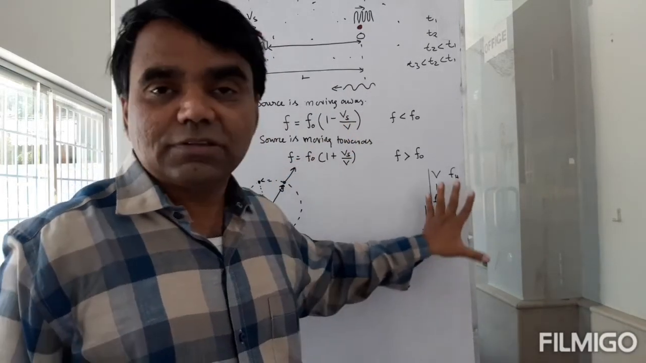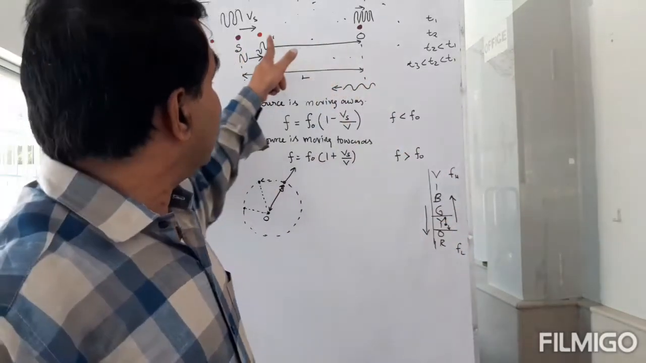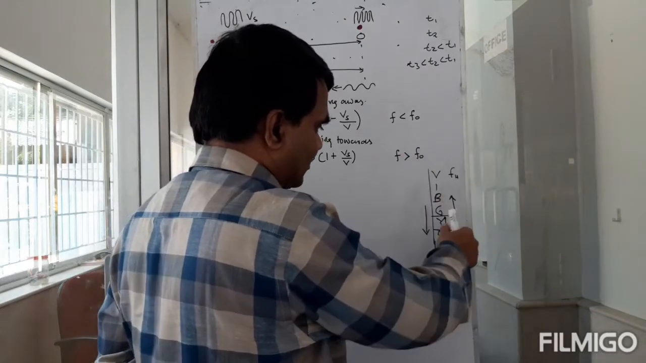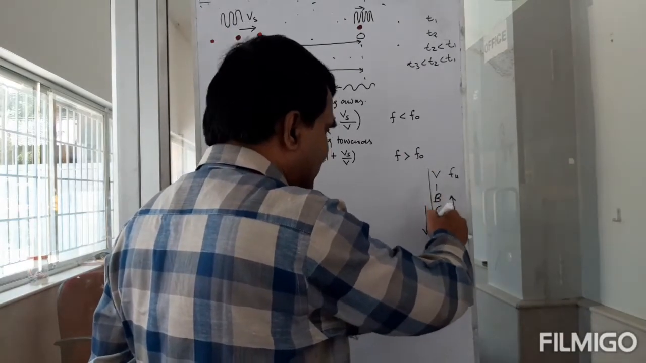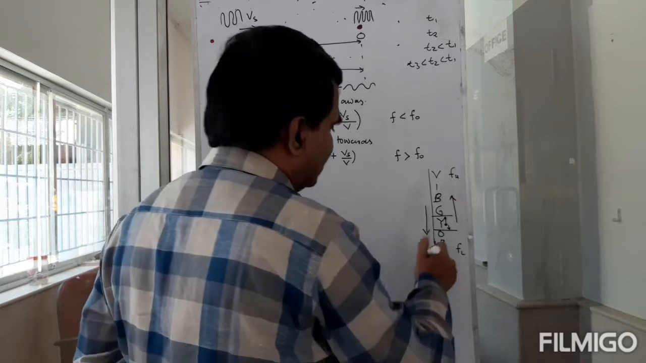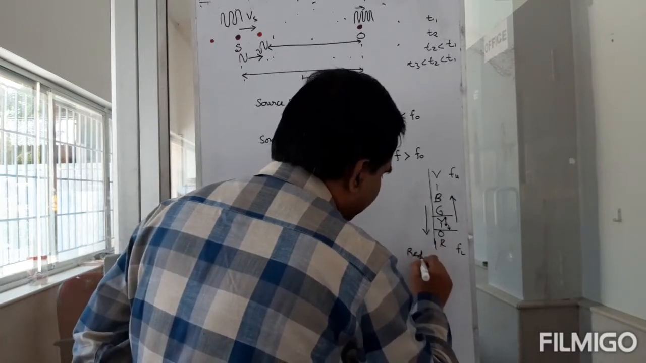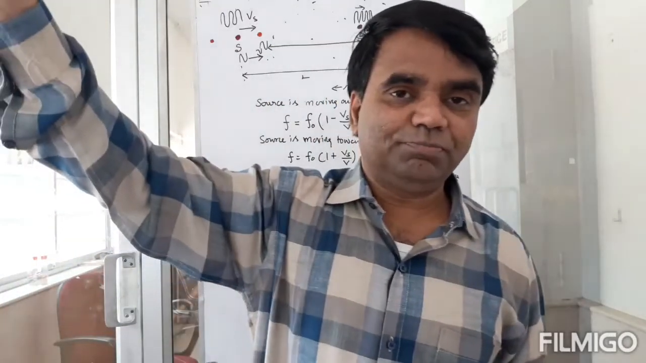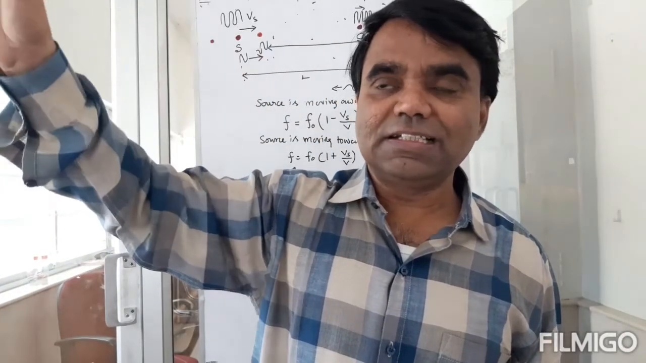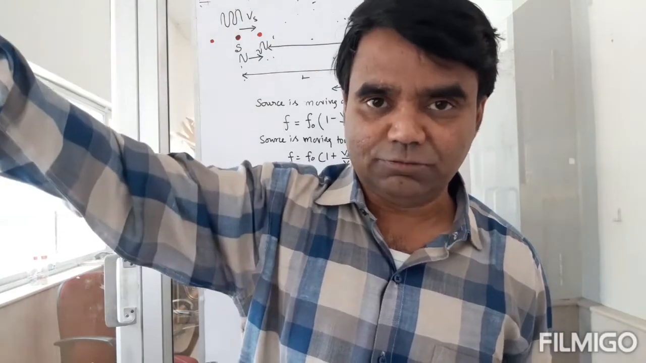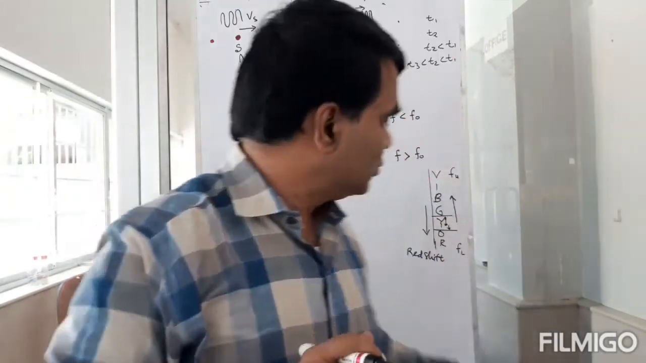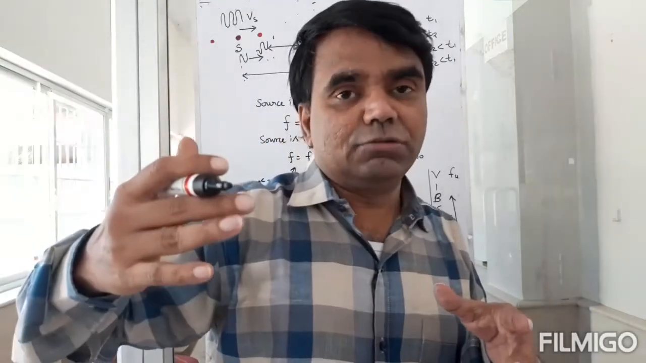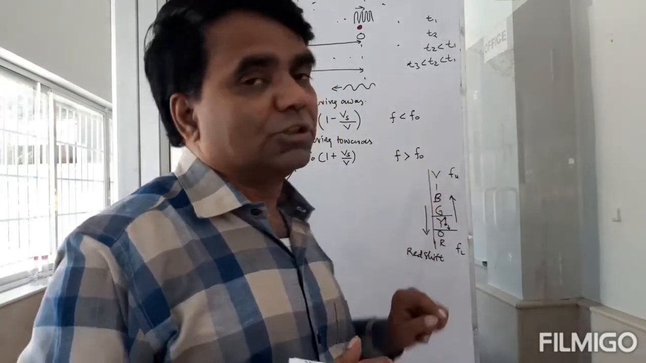So when it is going away from you, the light spectrum is shifting towards red. So you call it red shift. So if there is a galaxy and it goes away from you, you call that red shift. If it comes towards you, then you call that blue shift.